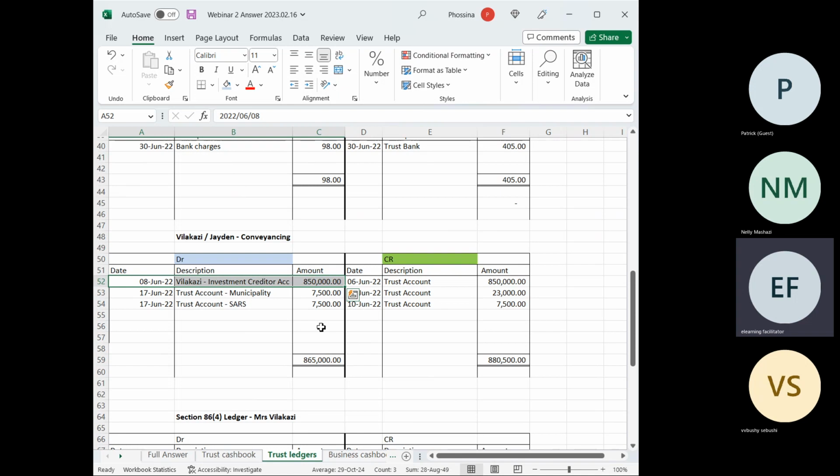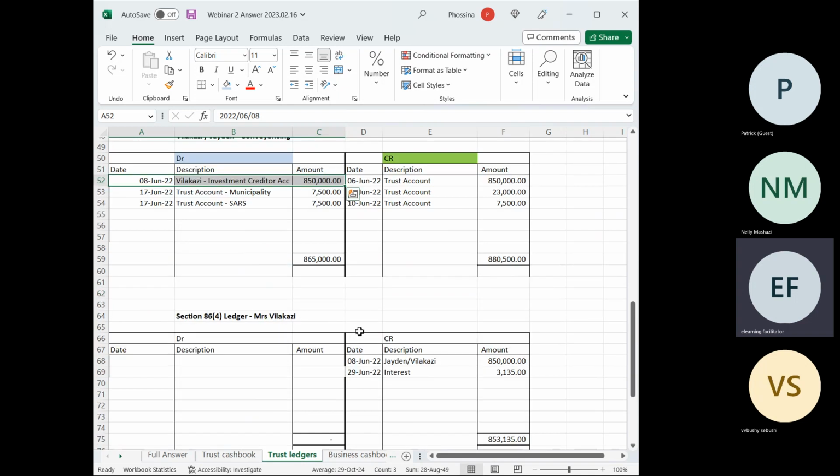Just like what I explained before, because of reporting purposes, they now want to see investments. They want to see creditors which are sitting under Section 86.4. So we are forced to open a ledger for Section 86.4. So if you look at this transaction, I'll highlight it in orange. You find now we move it to a Section 86 ledger for Mrs. Vilakazi, so that we show that the money is not in trust.